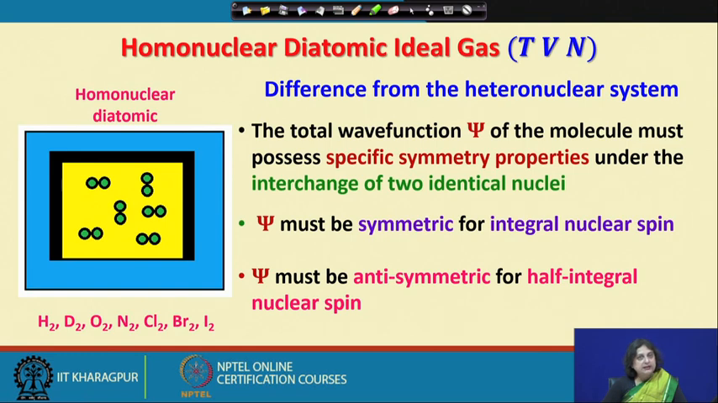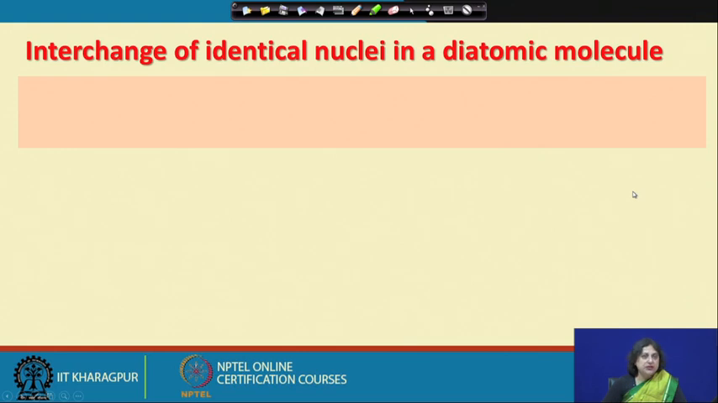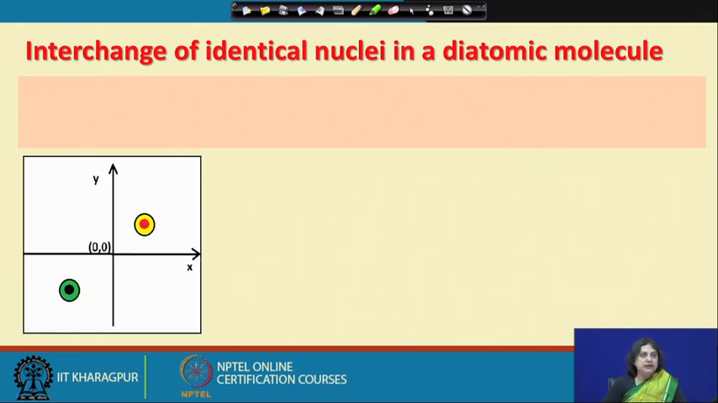Therefore, let us take up these different concepts of interchanging the two identical nuclei and what effect it has on the overall wave function as well as the single particle partition function. And then we consider how to assign the specific symmetry requirement for different nuclei having integral or half integral spins. So, the first thing that we would talk about is shown here in this approximate diagram.